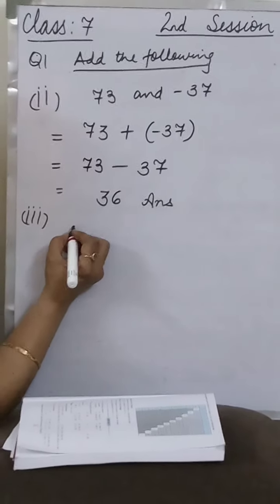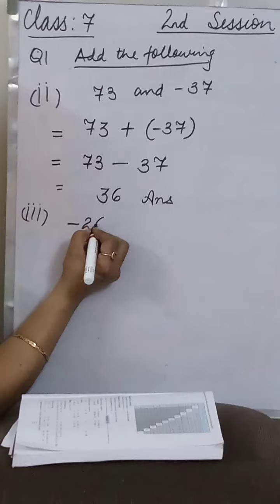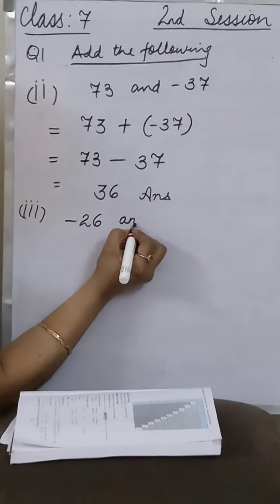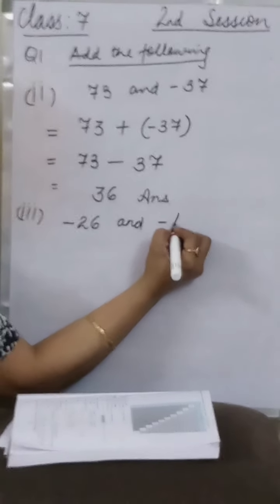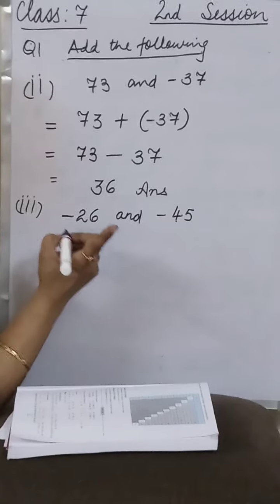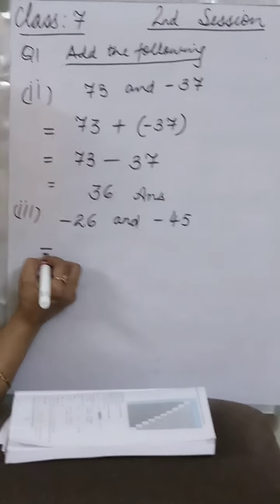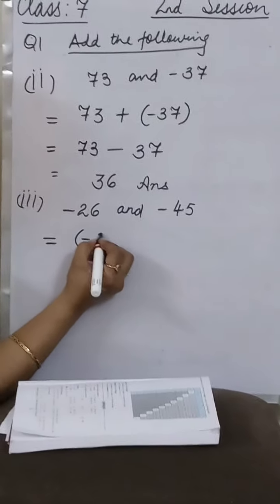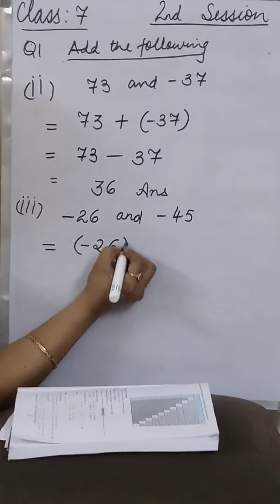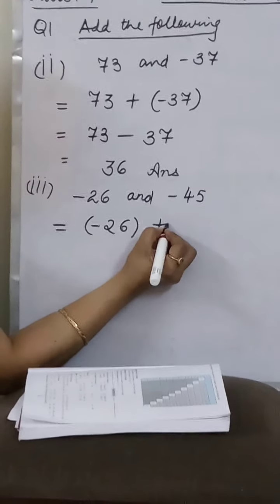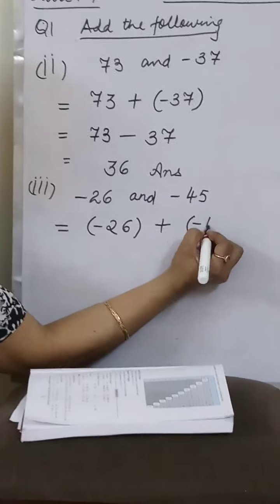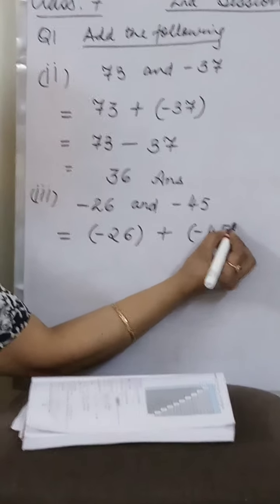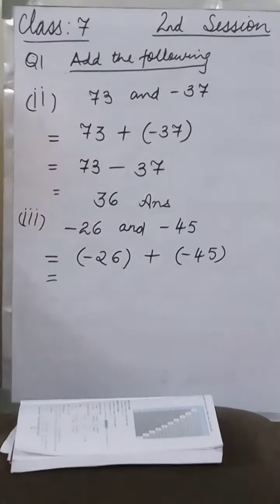Third one, what is the number? Minus 26 and minus 45. First step, write the expression. So I write the expression showing that we are adding: minus 26 plus, in the bracket, minus 45. This shows that we are adding the numbers.